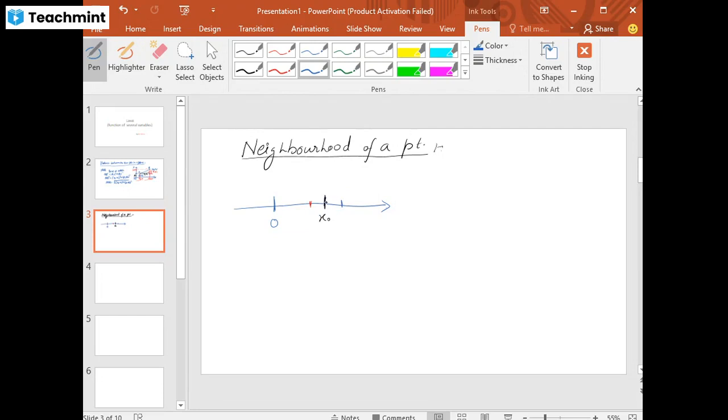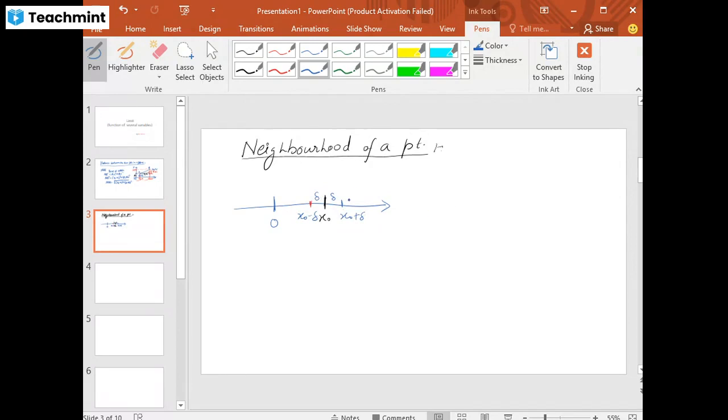If I want to find the delta neighborhood of a point, it means the distance between the neighborhood point and the point x naught is delta. So if this distance is delta and this distance is delta, automatically the neighborhood points are x naught plus delta and x naught minus delta.